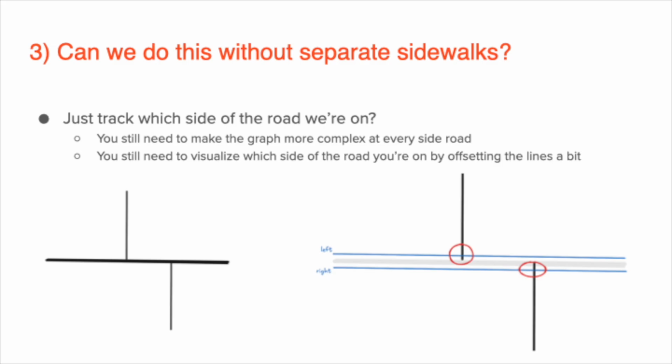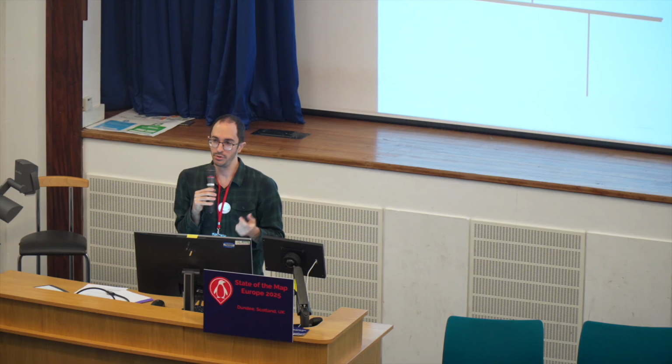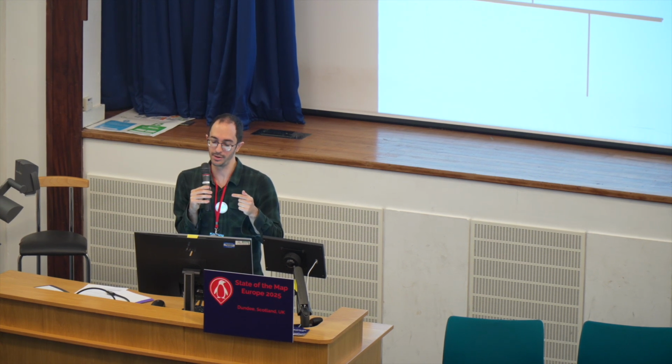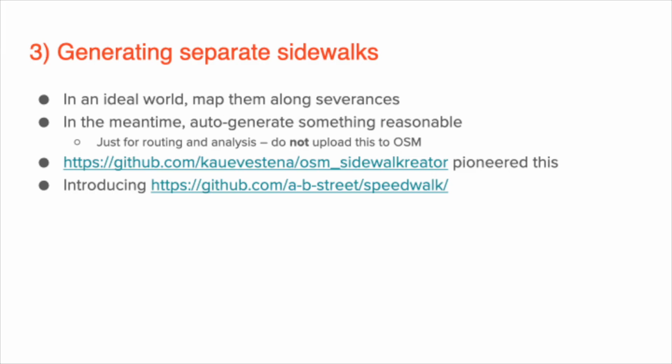But that ends up being difficult because if you have a side road that hits the main road, you need to figure out, are you hitting that main road on the left or the right side? And you do need to rewrite the graph and make sure that you're only allowed to go north from the left side of that road and not the right side. And effectively, you've reinvented separate sidewalks. And so there's really just no avoiding them. So this routing model requires separate sidewalks along all of the big roads. And of course, they're not there.